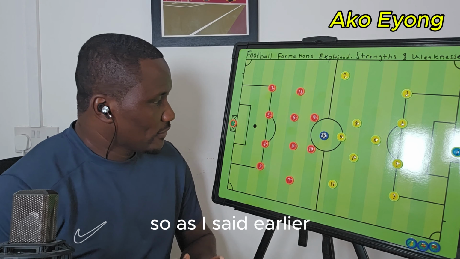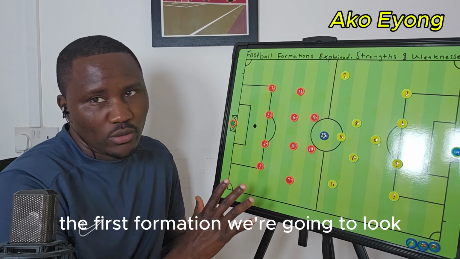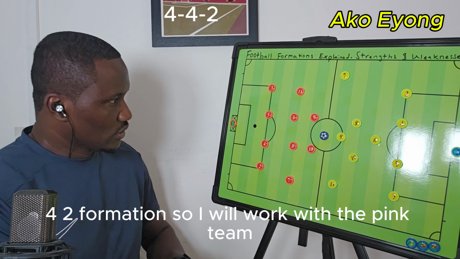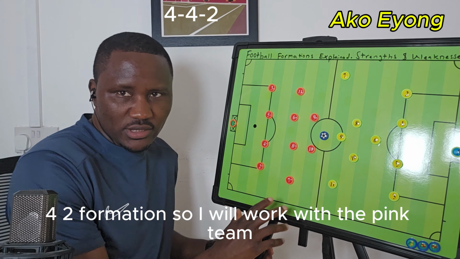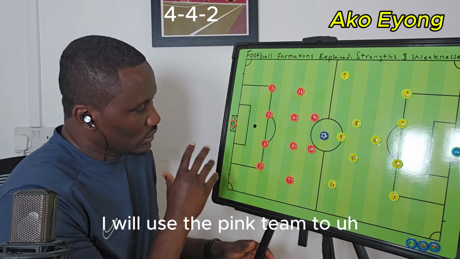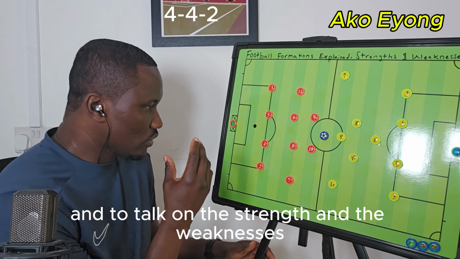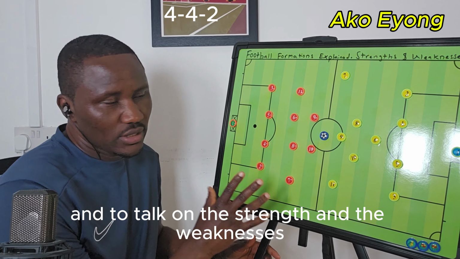As I stated earlier, the first formation we're going to look at will be the 4-4-2 formation. I will use the pink team to demonstrate the different formations and to talk about the strengths and weaknesses.